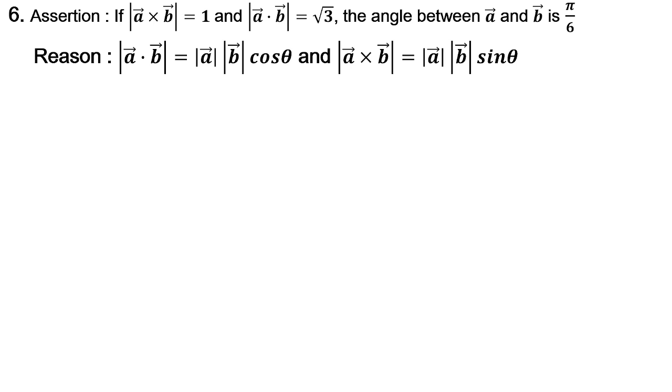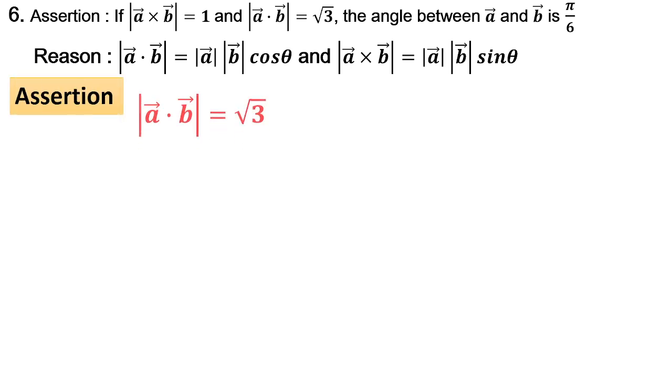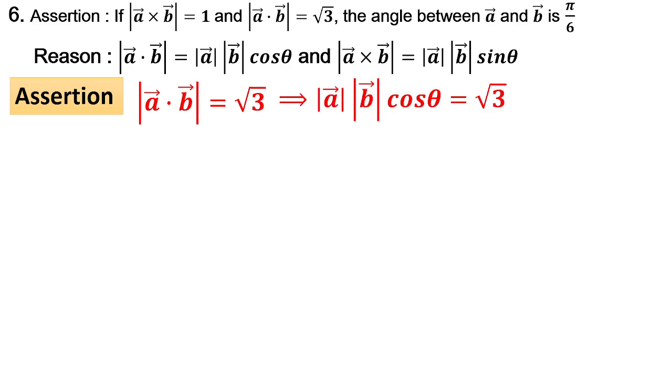That is, the magnitude of A cross B and A dot B are given. You have to find the angle between them. The reason is also given. Let us check the assertion. Magnitude of A dot B is given as root 3. Therefore, AB cos theta is root 3.